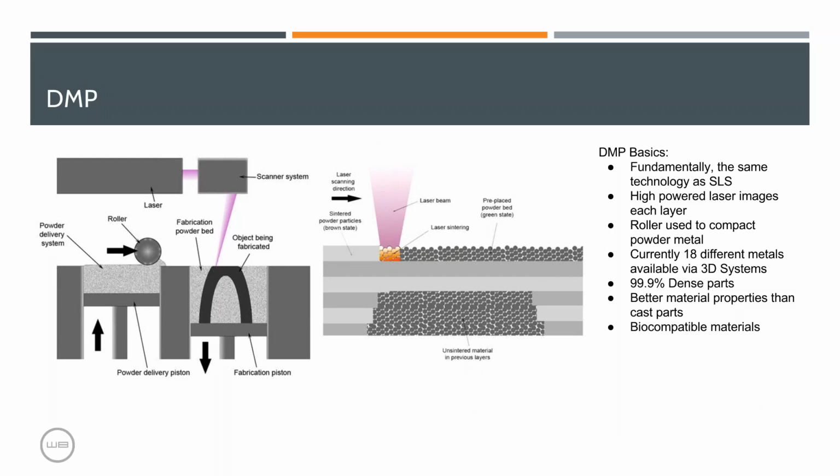You have a high-powered laser to image each layer. We have a roller that actually is unique to 3D Systems printers, which has a counter-rotation movement, which creates a 99.9% dense part. So this actually produces parts that are more dense than cast and have better material properties than traditional cast parts. So if you were to get a cast part from a foundry and a 3D printed part off of a 3D printer, you're going to have better material properties in the 3D printed part. Now it's almost billet steel, so it's not quite like a machined part, so there is a slight limitation there.